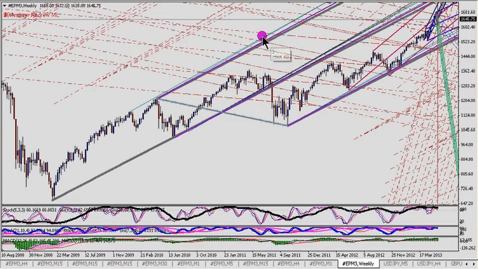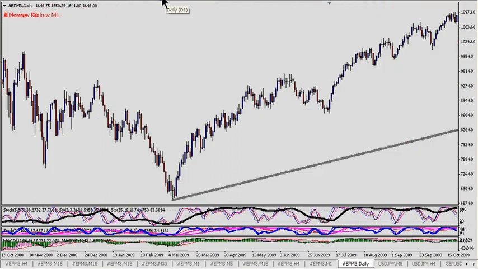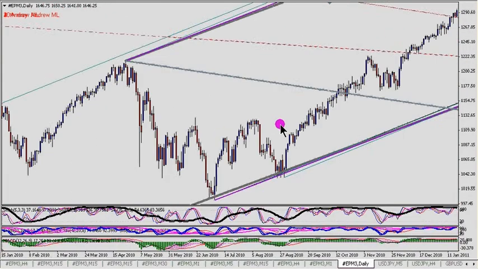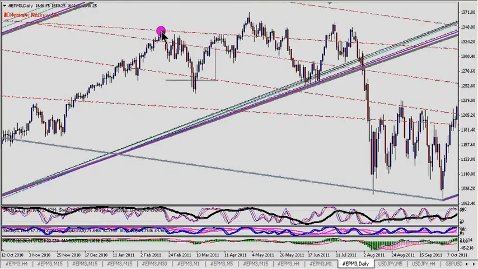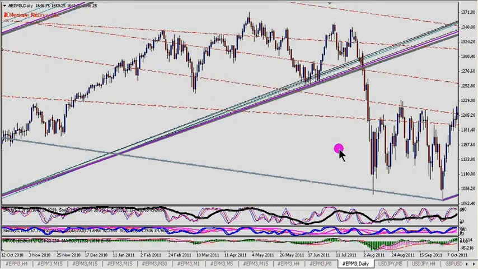The other ones you can see are much thinner, and all they're doing is expressing the relationship between this pivot, this pivot, this pivot. And so I want to express multiple important pivots, the relationships between them. So let's just have a look at these reaction lines. They're all drawn automatically using the MT4 indicator. Refresh and it pops back.